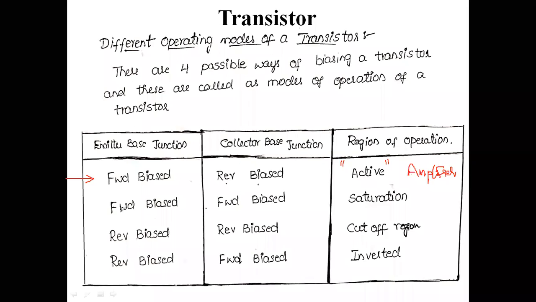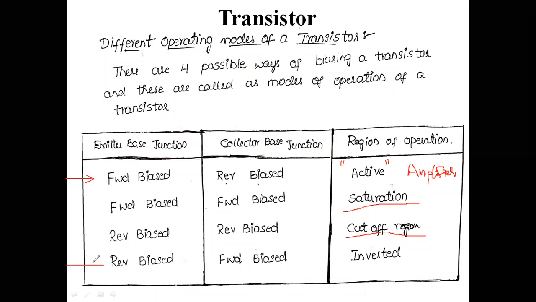Next one, the emitter base junction is forward biased and the collector base junction is also forward biased. Then I am going to represent that region as the saturation region. Next, the emitter base junction is reverse biased and the collector base junction is also reverse biased. I am going to represent that operating region as the cutoff region.